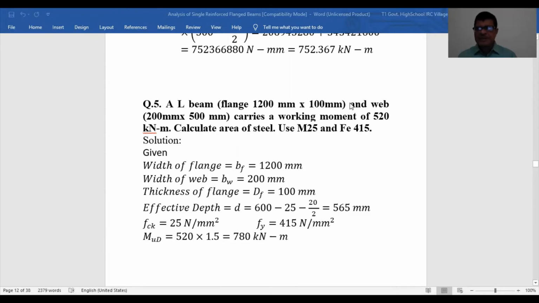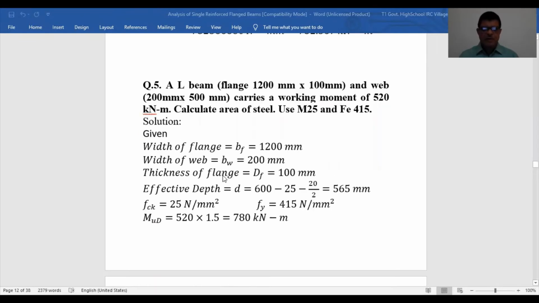Now the L beam has flange given, web is given, and it carries a working moment. Working moment means you have to multiply by 1.5 to find the limiting moment. So 520 into 1.5, M25 and Fe 415. So you calculate the effective depth, because the overall depth is given, 500 plus 100, flange is 1200, means you can draw this diagram. So this is equal to 100.